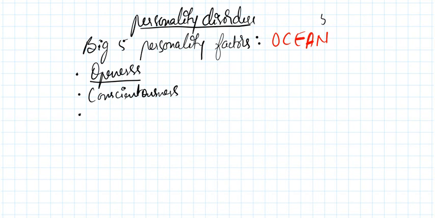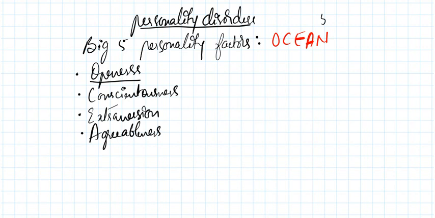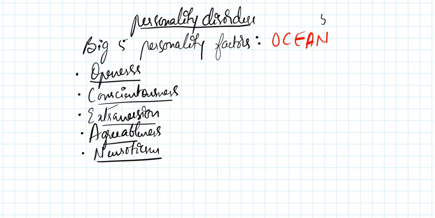Third one is extraversion. Fourth one is agreeableness. And the fifth, final one is neuroticism. So the first one is openness, then conscientiousness, extraversion, agreeableness, and neuroticism.